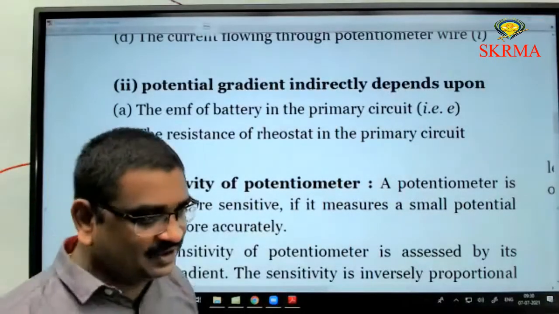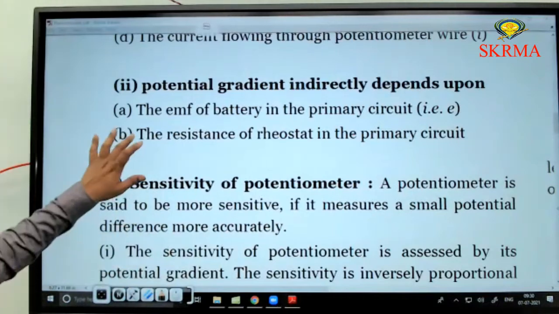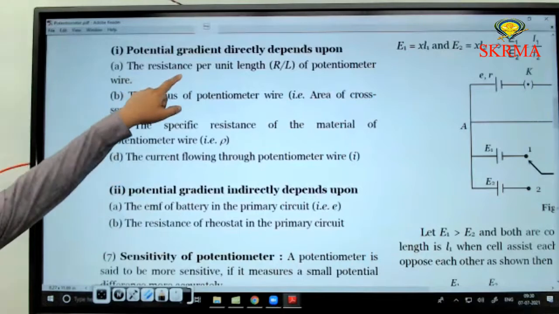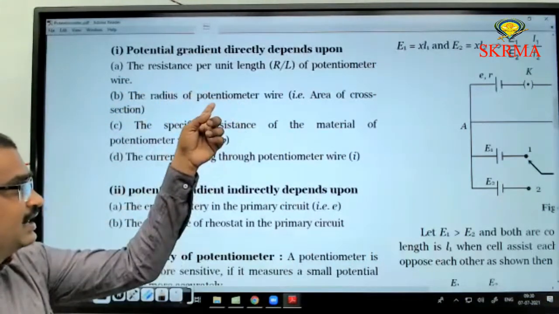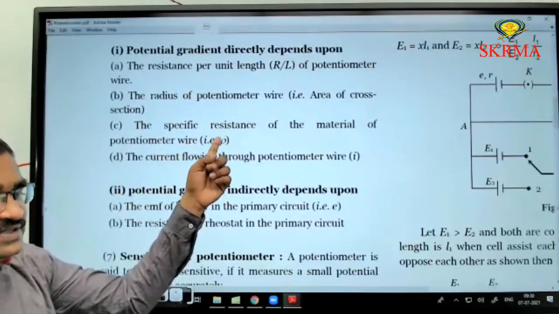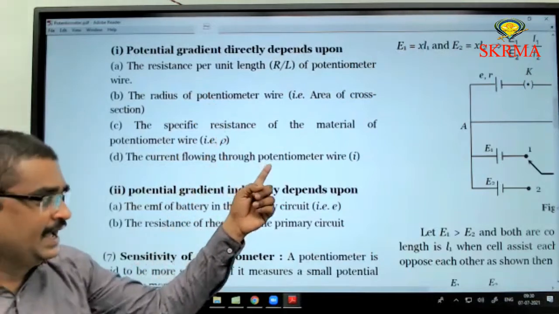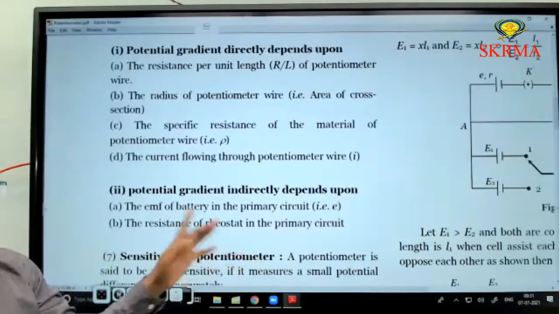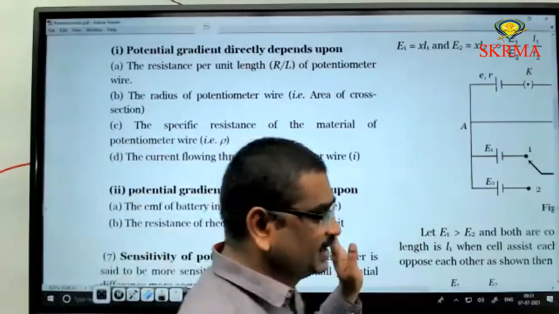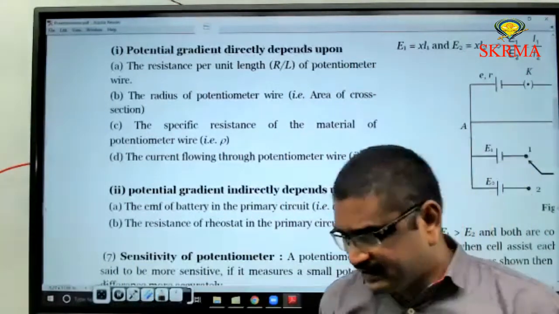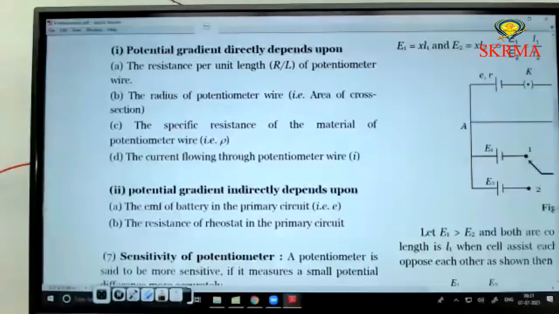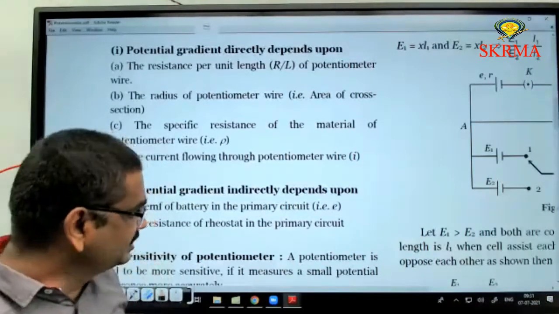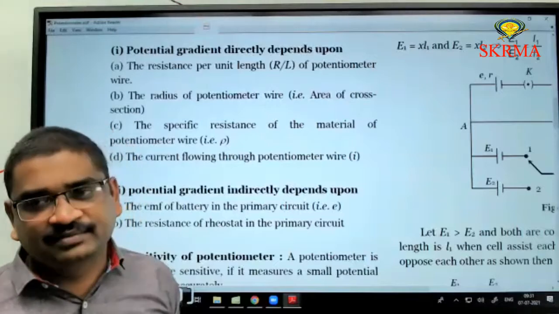Next one. So what are the factors that potential gradient depends on? Check it once again. Total 6 factors are there. What is the first one? R by L. Second, area or radius. Third, resistivity or specific resistance rho. Next, current I. Next, EMF of the battery E. Next, resistance of the rheostat RH. These are the factors that potential gradient depends on. Is this clear? Potential gradient is also one important topic; you can solve it easily. If they ask a potential gradient related question, you can get marks easily.